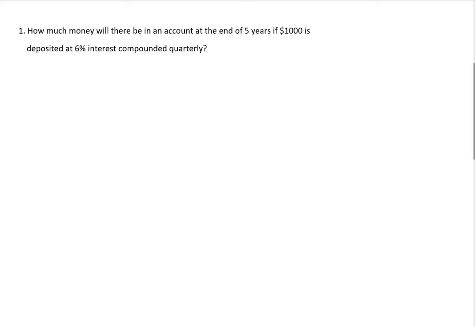All right, problem number one. How much money will there be in an account at the end of 5 years if $1,000 is deposited at 6% interest compounded quarterly? Right, when it's asking us how much money, that is my A that I'm trying to figure out. The end of 5 years, 5 is going to be T. I'm depositing $1,000, so that is the P. 6% is my interest rate, so that's the R. When it's compounded quarterly, that means N is going to equal 4.